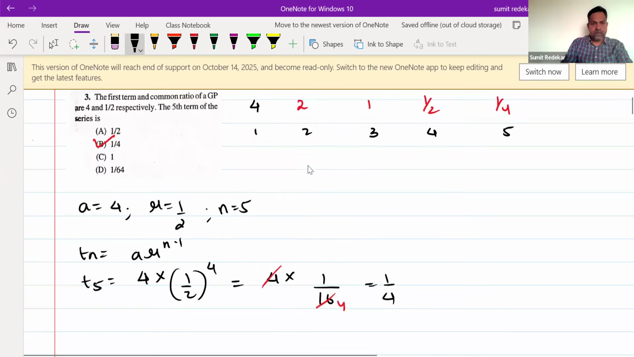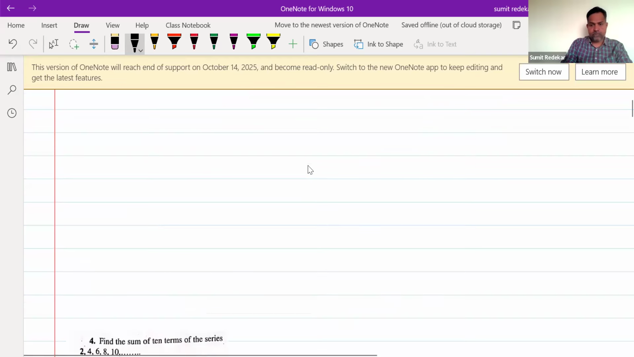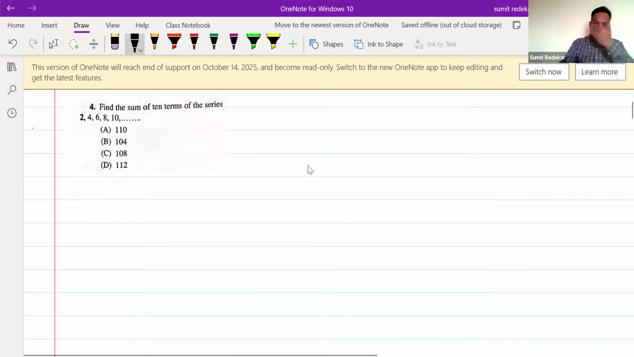So either way, the third term is 1 by 4. Moving on to find the sum of 10 terms of the series. 10 terms है और series बोला है, तो AP है, GP है, पता नहीं है. तो if you look at the progression, it is 2, 4, 6, 8 and 10.